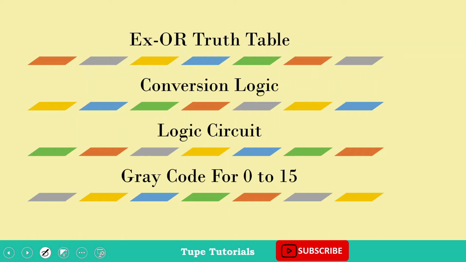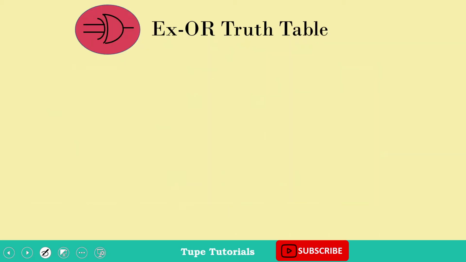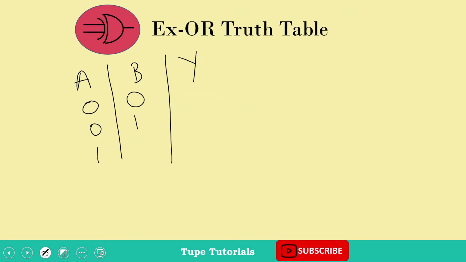So let's start. Let's first revise the XOR truth table. We all know the symbol of the XOR is as shown in the figure. Now moving to the XOR truth table, we will consider two inputs A and B and the output will be Y. For two inputs there are four combinations of the input, that is 00, 01, 10 and 11. These are the four combinations for which we will check the output.